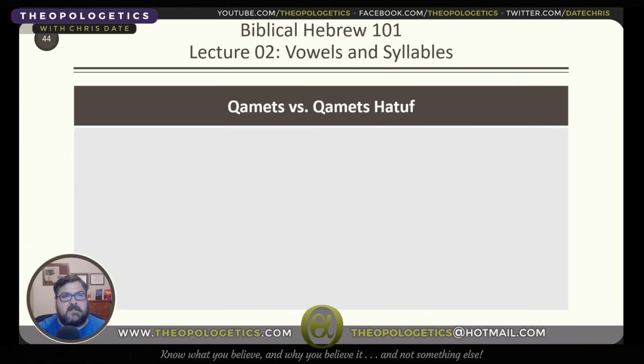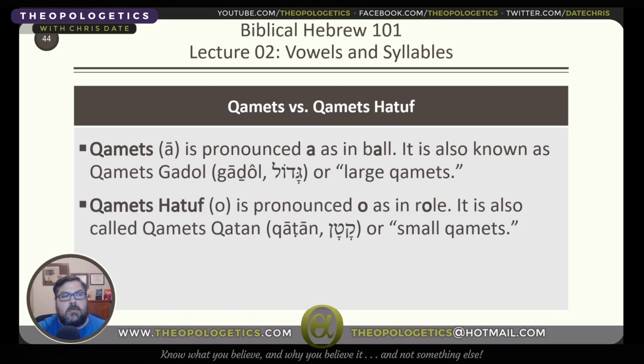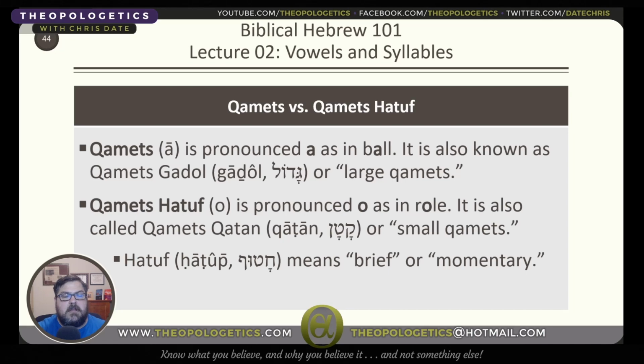So how do we tell the difference between komets and komets chatuf? Well, let me just say it again. Komets is pronounced like A in baal, and it's known as komets gadol, meaning large komets. And remember, it's the long A sound. Whereas komets chatuf is pronounced like the O in roll, and it's called the komets katan in Hebrew, meaning small komets, because this is the small O sound. And chatuf in komets chatuf means brief or momentary, so it's supposed to be a brief or momentary O sound.